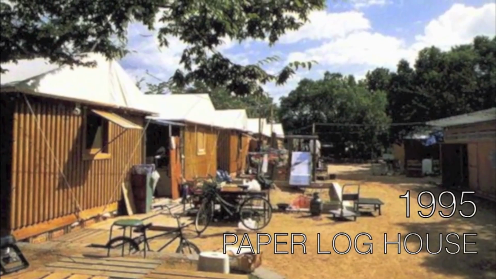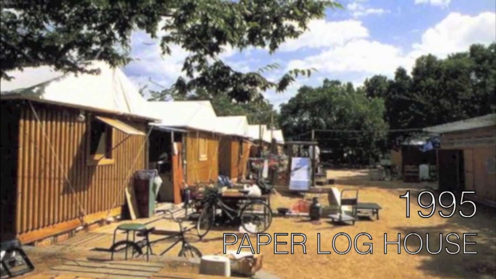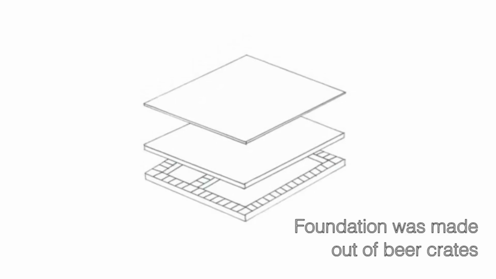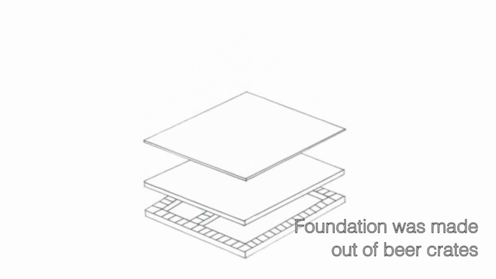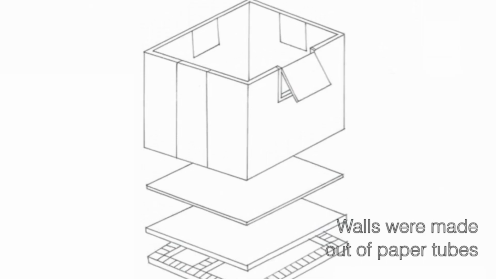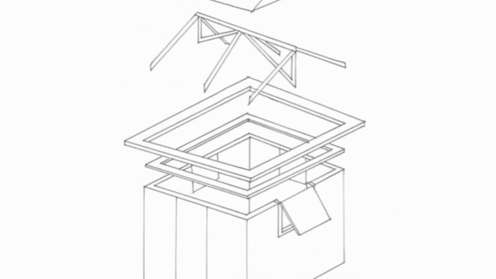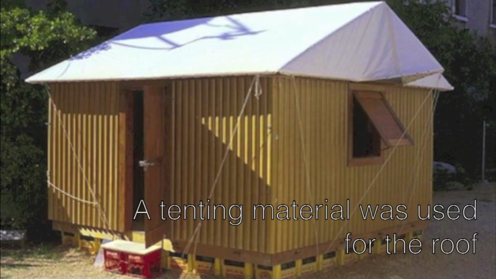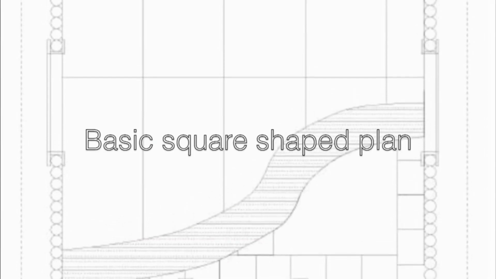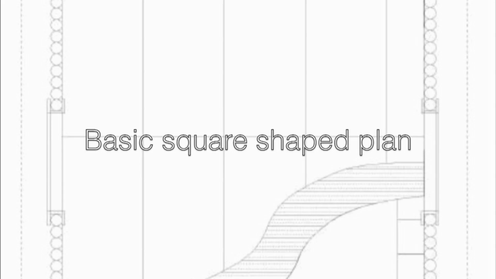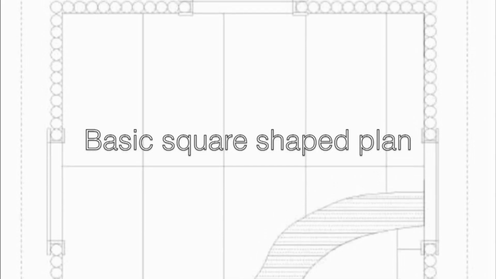Later on in the same year, the paper log house was built for the victims of the Hanshin earthquake in Kobe. The foundation was made out of beer crates that were collected through donations, and the walls were made out of his signature paper tubes. Sponges were inserted between the paper tubes for insulation. A tenting material was used for the roof. These log houses had a basic square-shaped plan to ease construction and also to allow them to maximize the materials that were available to them.